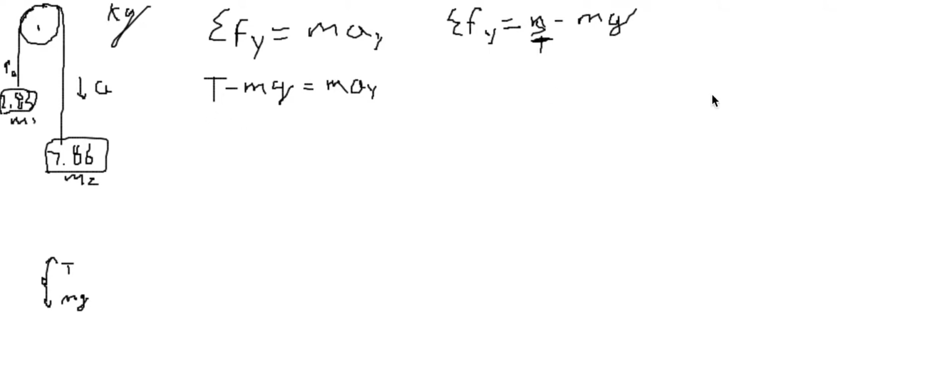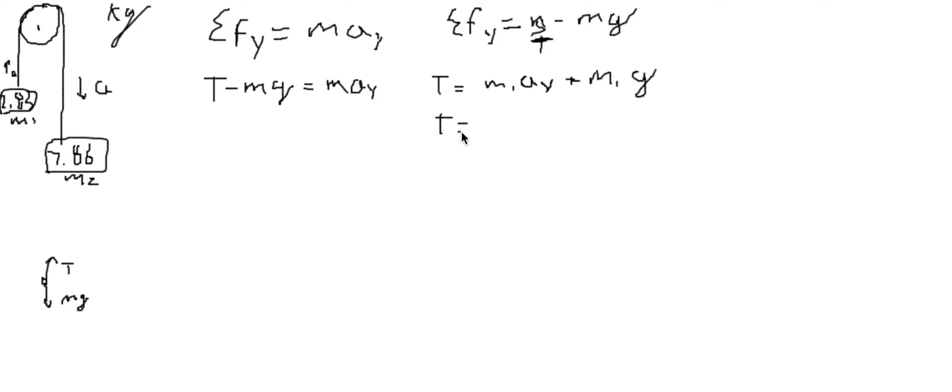So now we have to solve for the tension, and we end up getting the tension is equal to the mass. I'm just going to use the M1 here. The first mass times acceleration in the y direction, which is positive because it's going up, plus the mass times the gravity. So this is the tension for the free body diagram in M1.